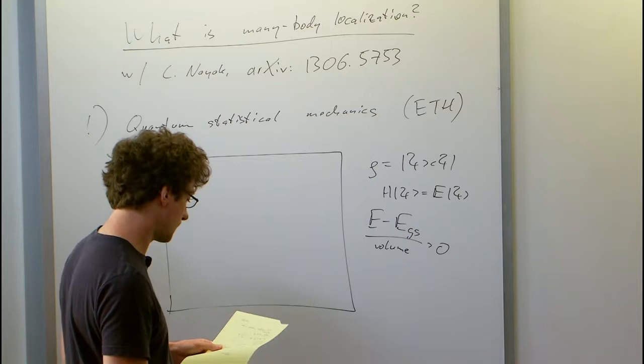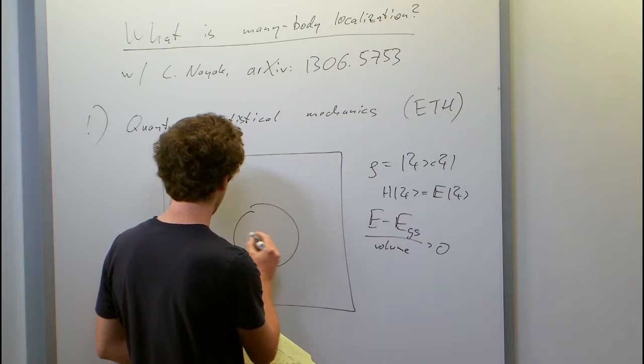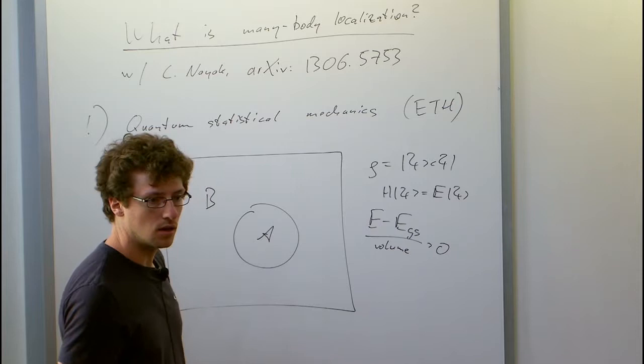Now, globally, the system is in a pure state, so it doesn't have any entropy. There's no notion of thermodynamics or statistical mechanics there. But we can now cut out some region of the system. Let's call this region A and this region B. And the claim is that if you look at quantities local in region A, those look thermal.